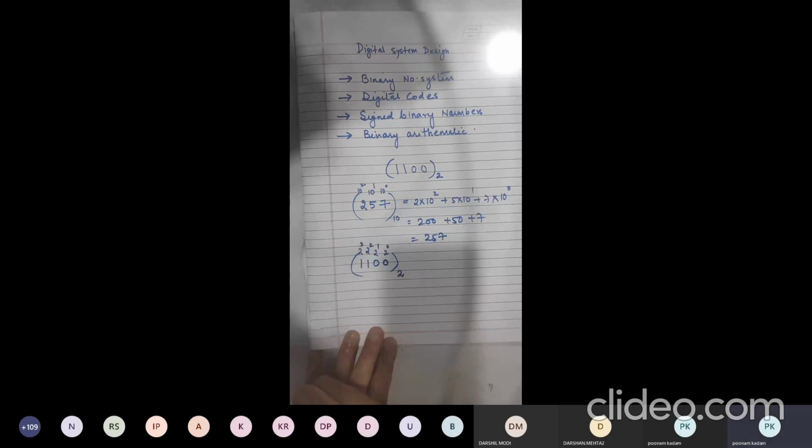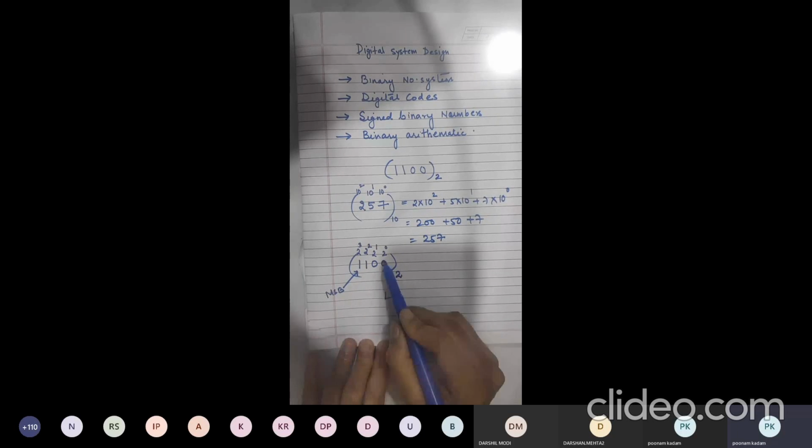The leftmost bit is called the most significant bit because the weight associated with this bit is significantly going to affect the value of this number, right? It has the maximum weight in the sense, okay? And the rightmost bit is called the least significant bit, okay? It has the least power associated to it, right?